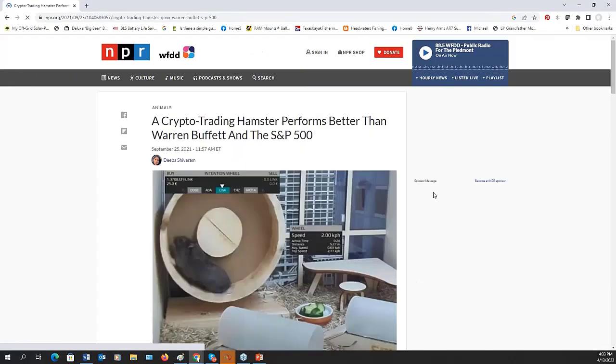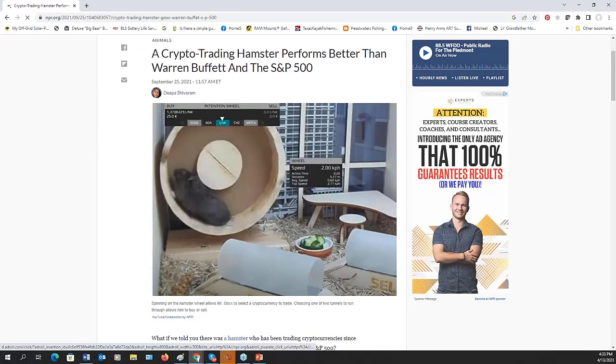There was a mouse in a hamster wheel. And the guy had it set up where the mouse would run on the hamster wheel, and whichever tube he ran through next, he would buy and sell cryptocurrency. And people were following this. It was a big thing. He had a better trading record than Warren Buffett.